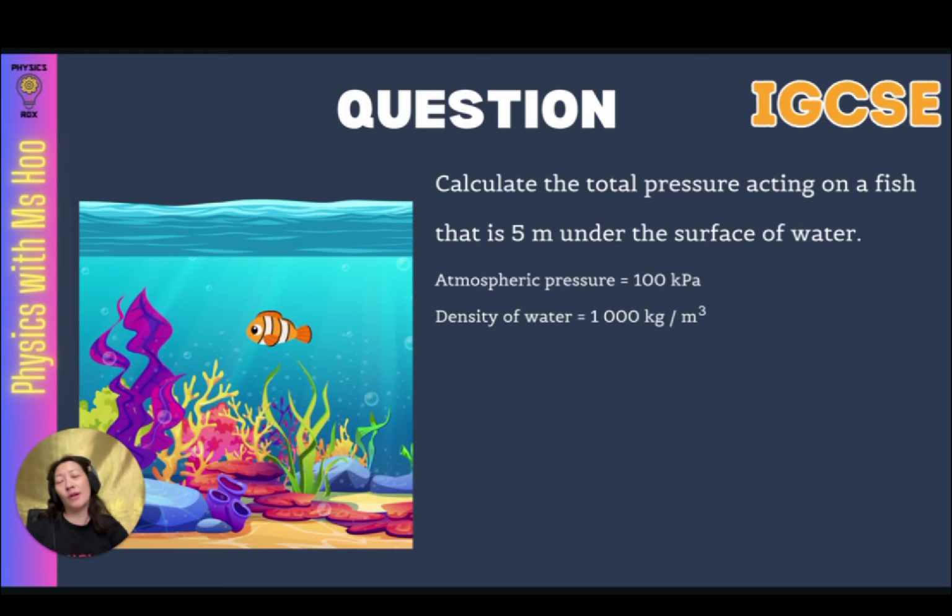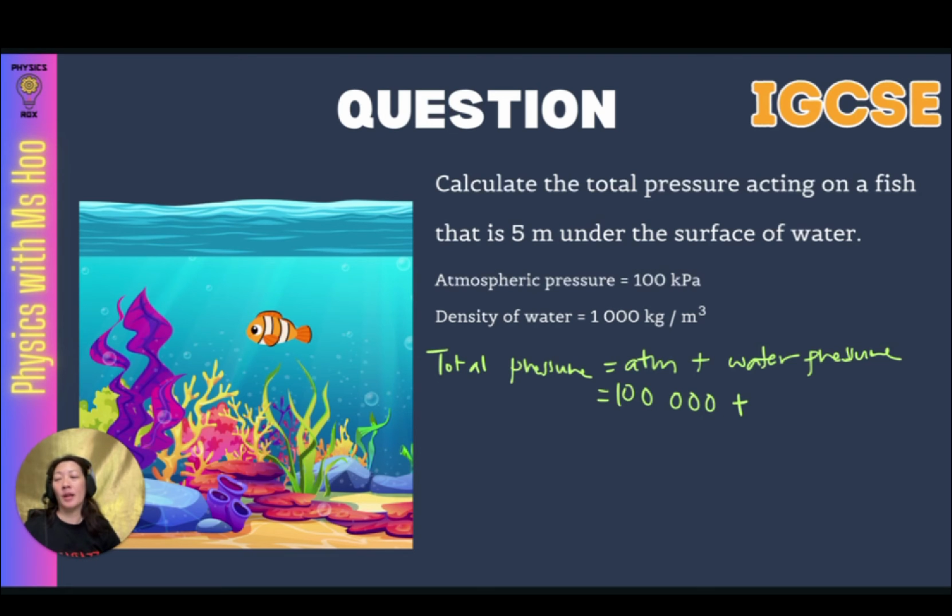I'm going to write out the working so that you can solve it together with me. We know that the total pressure is the sum of the atmospheric pressure, I'm going to write ATM here for short, plus the water pressure. Atmospheric pressure is given at 100 kilopascals, and we're going to convert that to pascals. That means the value is 100,000 pascals. The water pressure formula is rho g h. So I'm going to just write rho g h here to substitute water pressure.